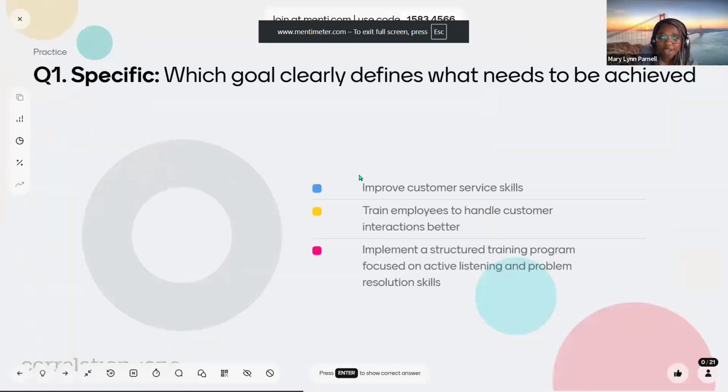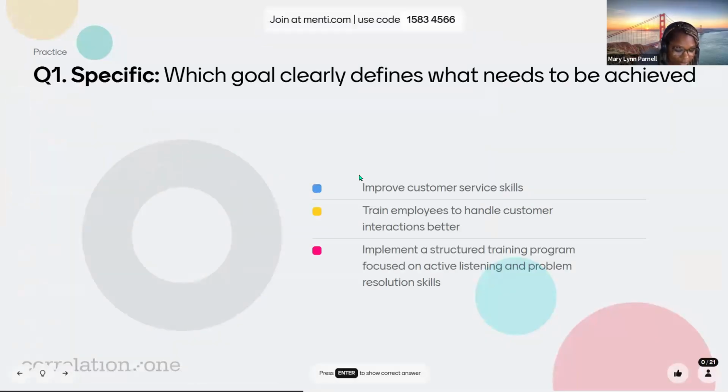All right. So the scenario is your company is introducing a new employee training program to improve customer service. Leadership has asked your team to create a goal to enhance customer service satisfaction through better employee training over the next few months. Okay. That is the scenario that we're going to talk about.